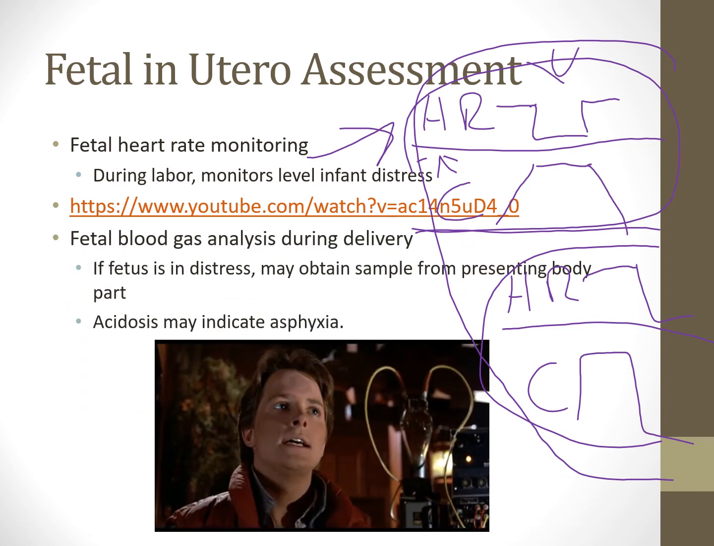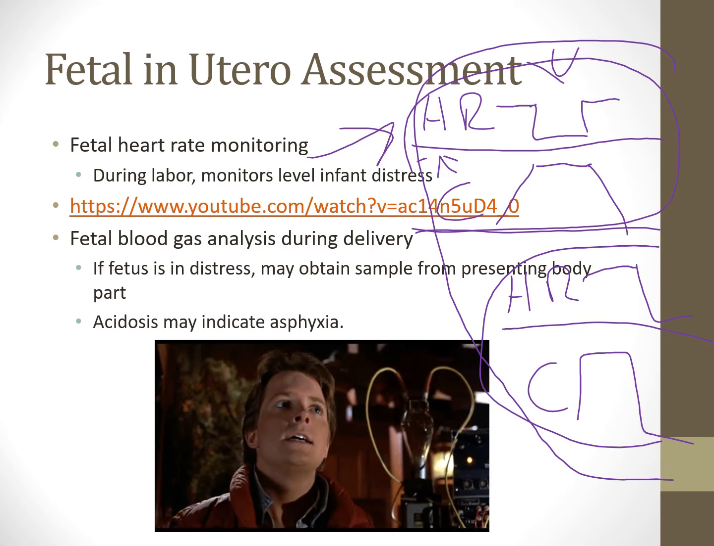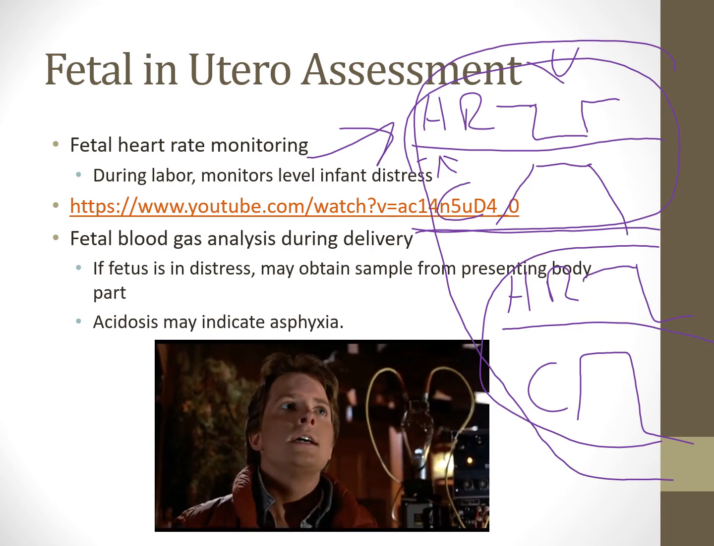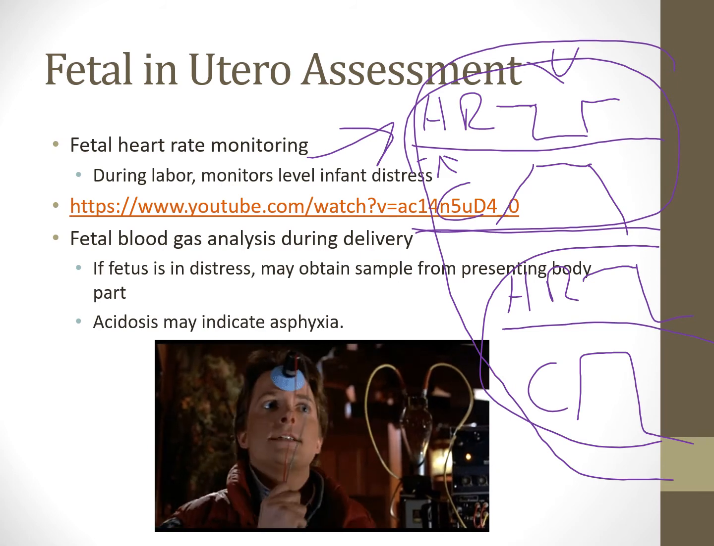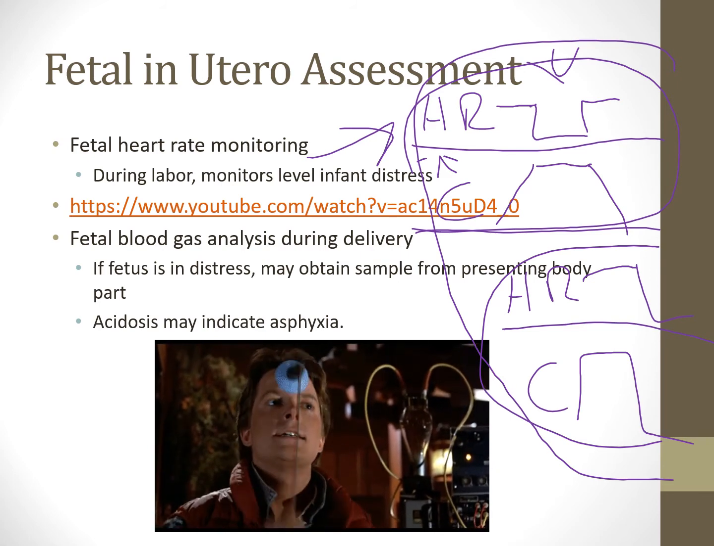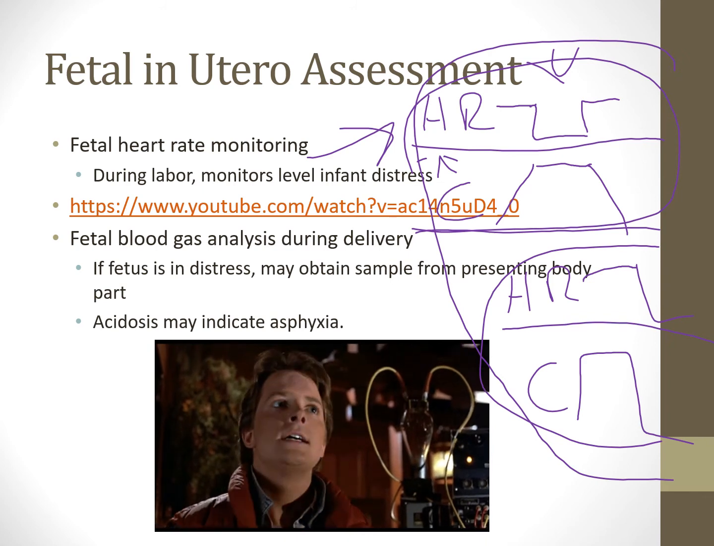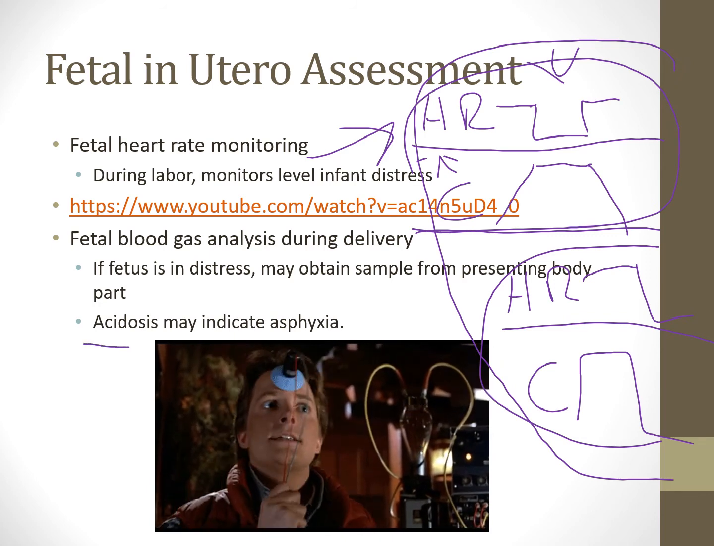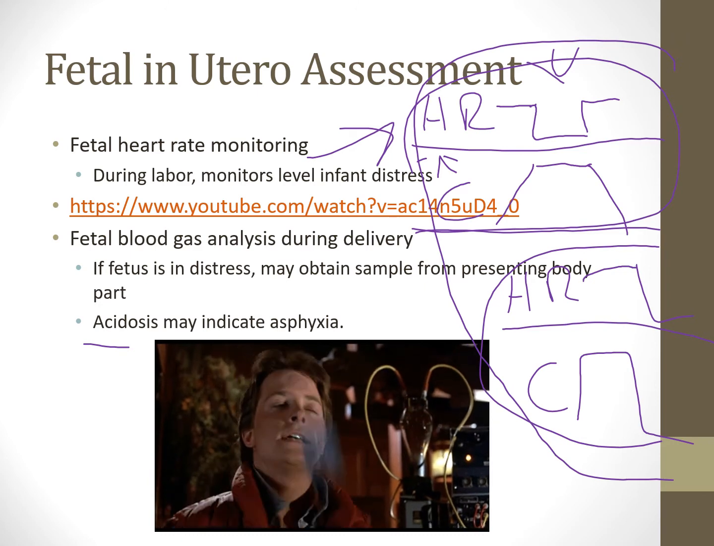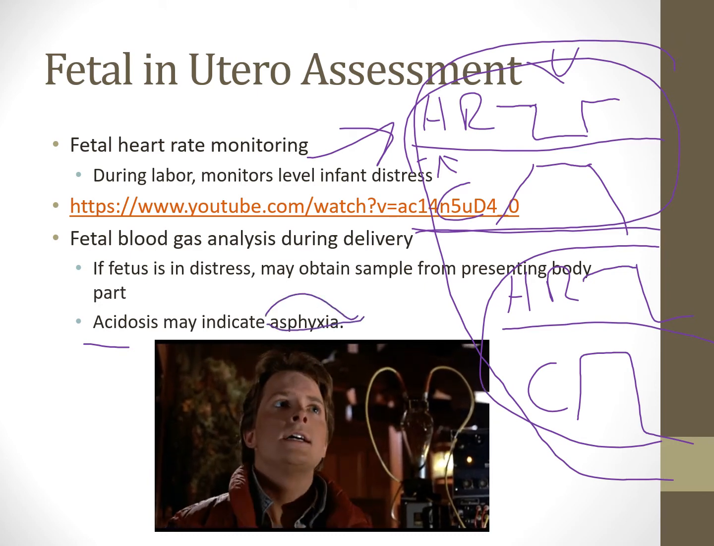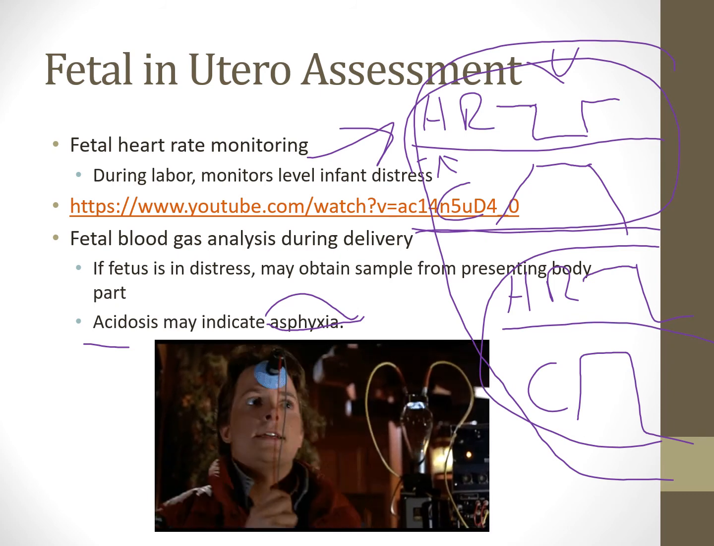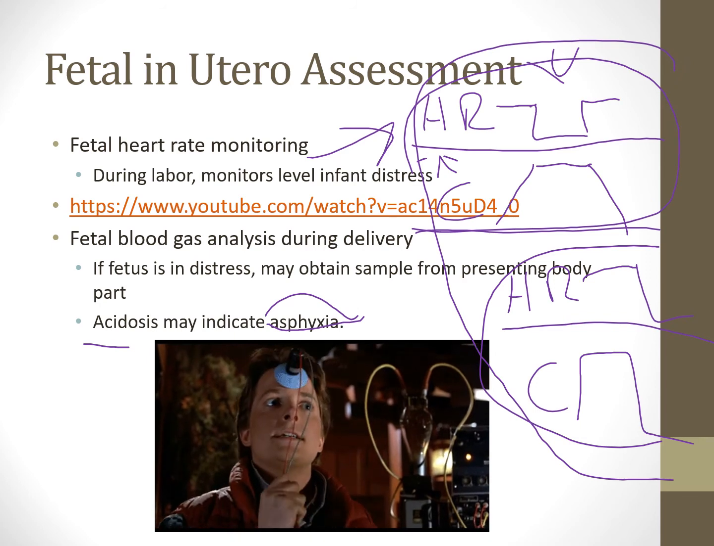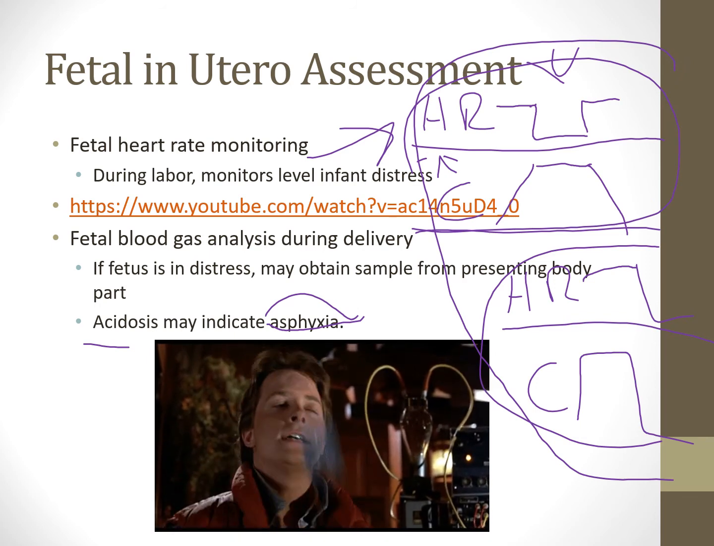Fetal blood gas analysis during delivery. This is where we can look at baby's distress. If the baby's distressed inside, we can actually do a scalp pH, right, from the inside. If the baby's in distress, we might be able to get a body part and look at their pH. If their pH is in an acidosis, and I'll go over that next, it might indicate that they're asphyxiated, right? And we might have to go for an emergent C-section, or if the baby's partially through the birth canal, use assisted delivery like a vacuum-assisted delivery or a forceps delivery.